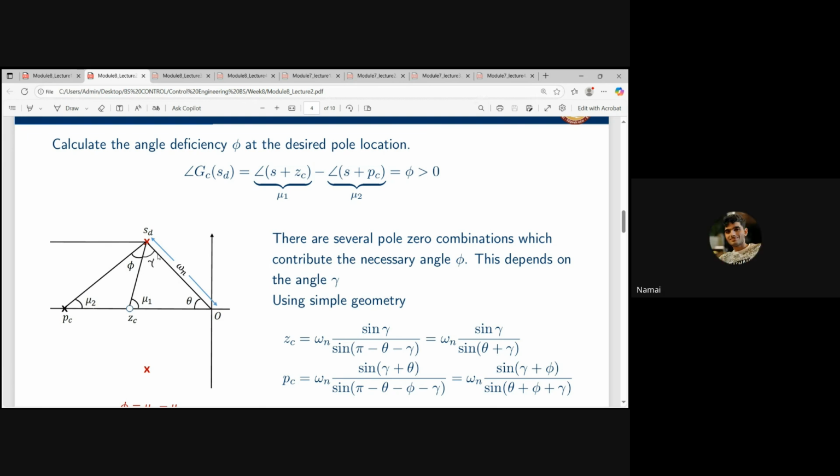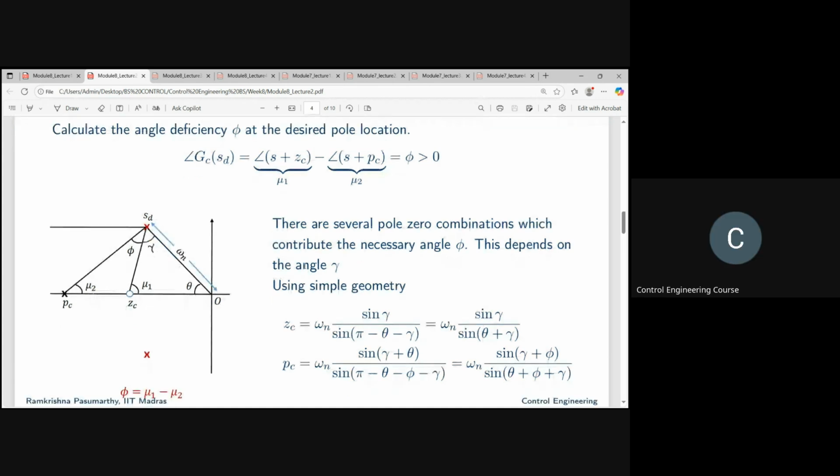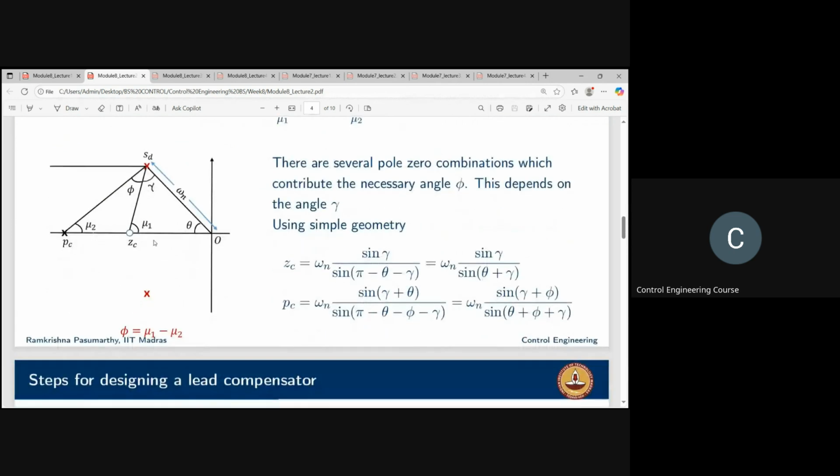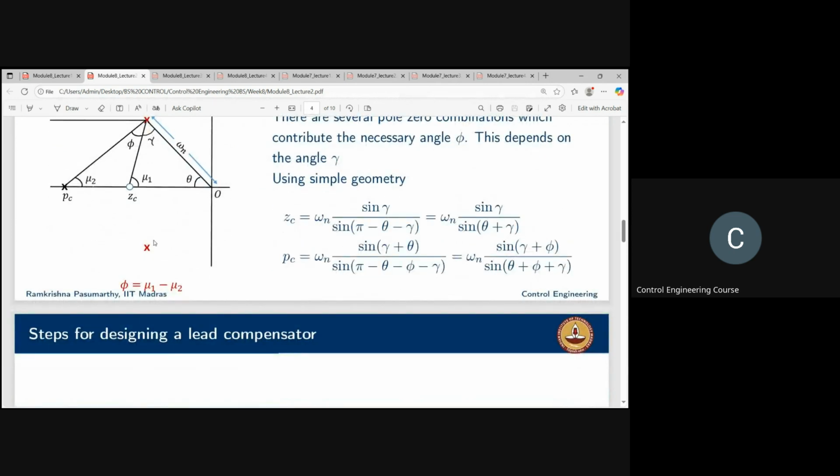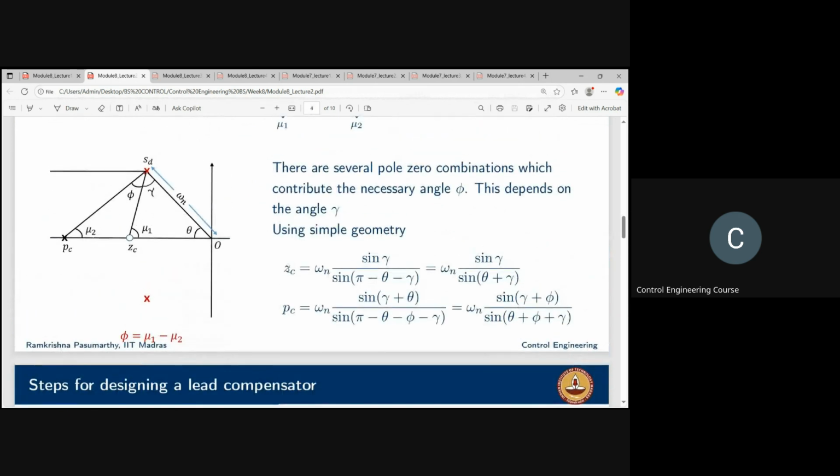Got it? So now the thing is, higher the gamma, lower will be ZC and PC. If ZC and PC are closer, then what will happen to gamma? You can geometrically see. So now, just a moment. ZC is basically omega n. Omega n is basically this ratio, okay?